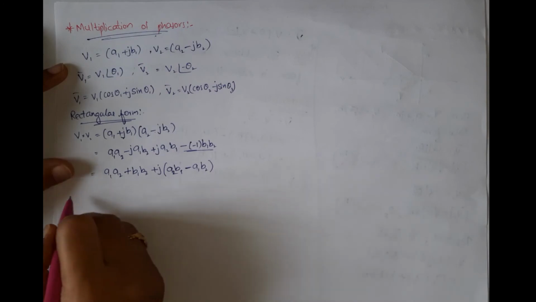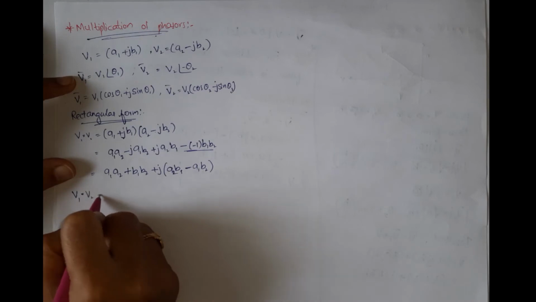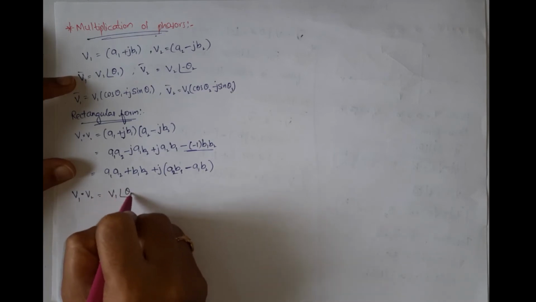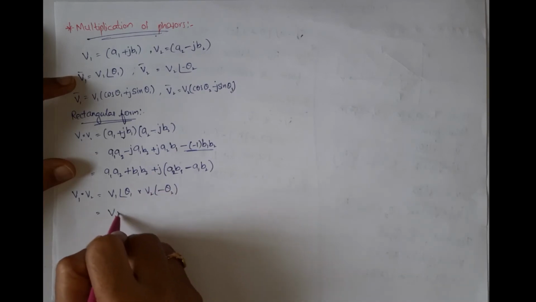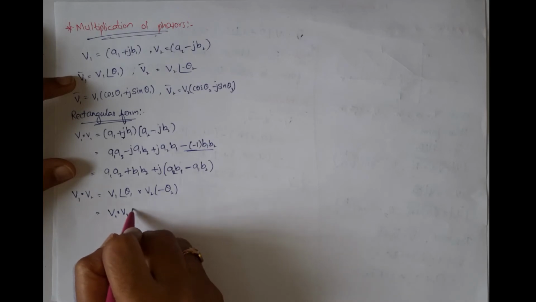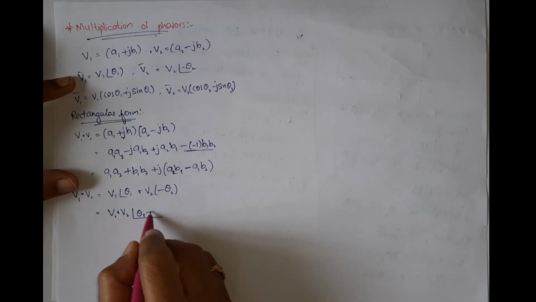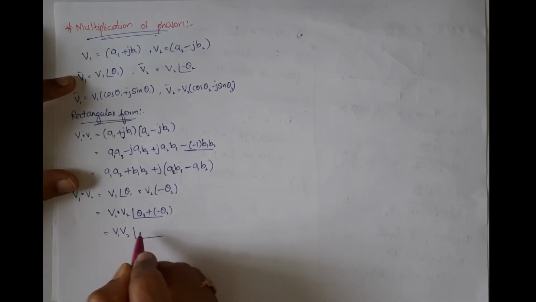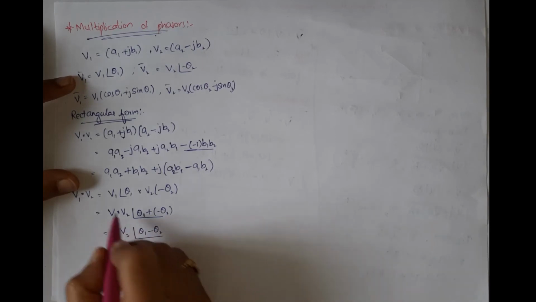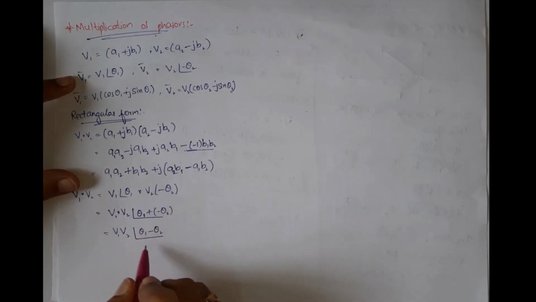Now coming to polar form, V1 into V2 simply gives us V1 angle of theta 1 into V2 angle of minus theta 2. So how should it be done? V1 into V2, angle of what must you do? Addition of angles, that is theta 1 plus minus theta 2, which gives you V1 V2 at an angle of theta 1 minus theta 2. That is, multiplication of the magnitudes, and whatever the angles are, you add them. So that is the procedure in polar form.